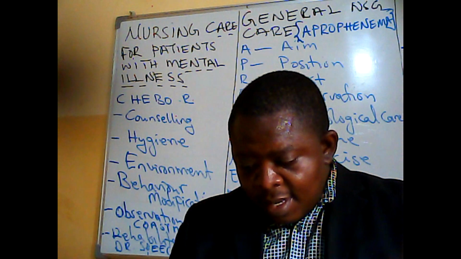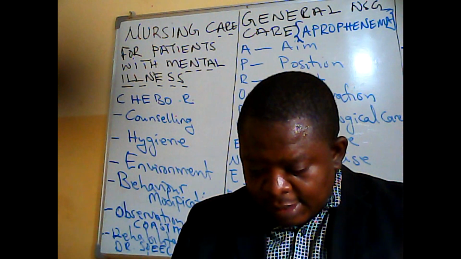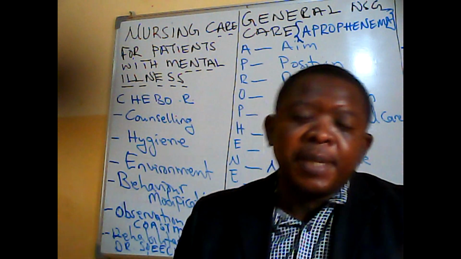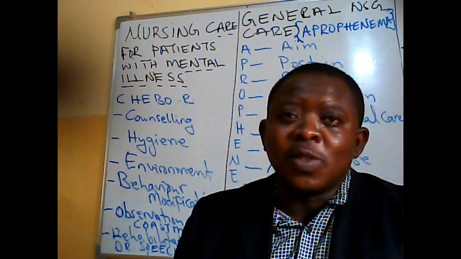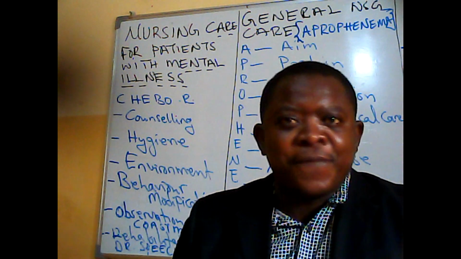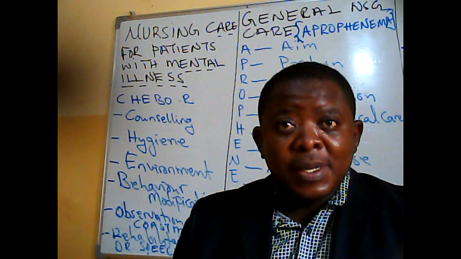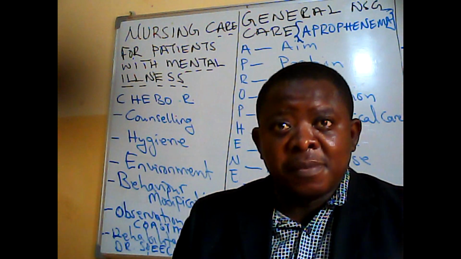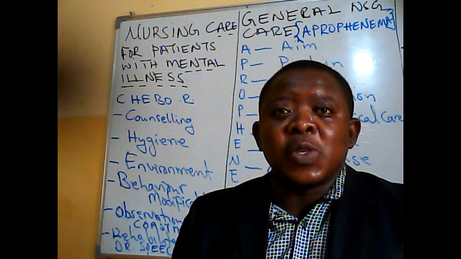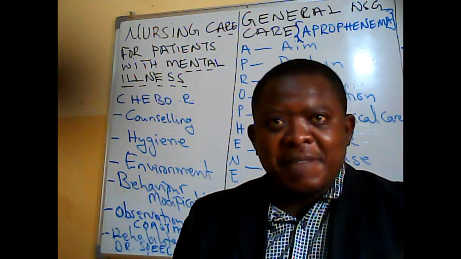All right, so the next item that I'm also looking at is the environment. The environment needs to be manipulated for therapeutic purpose. Remember the physical, the emotional, and the social aspects of it need to be manipulated so that the patient can recover.